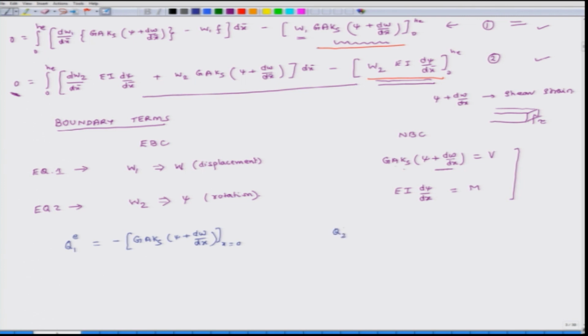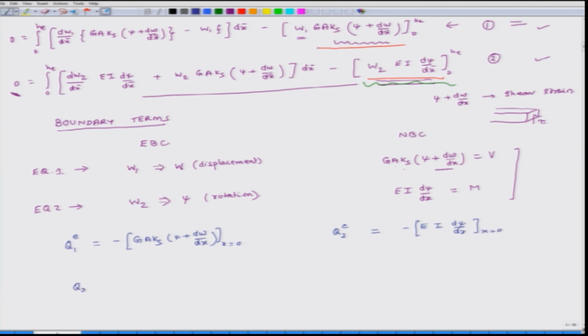Q2, we do the same thing, but to the term in the second differential equation. Okay. So, this is just a question of nomenclature. So, Q2 equals minus EI d psi over dx, and this thing is evaluated at x equal to 0.